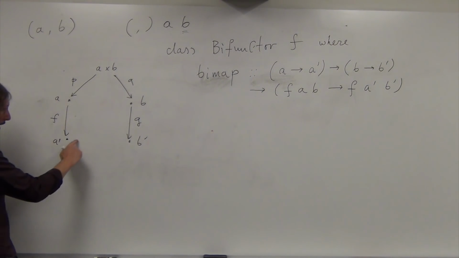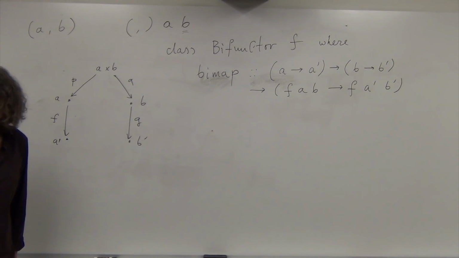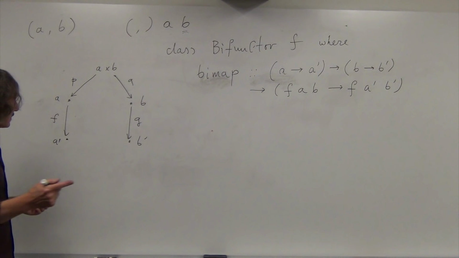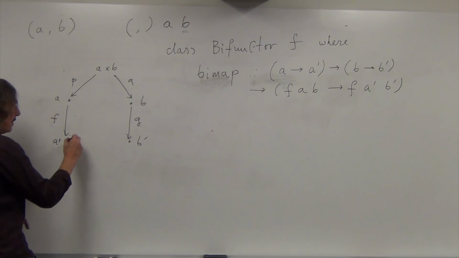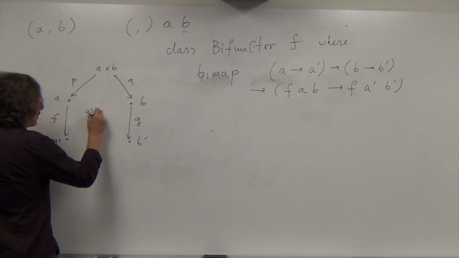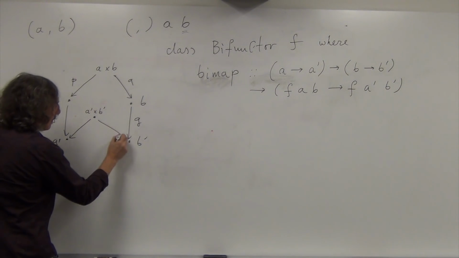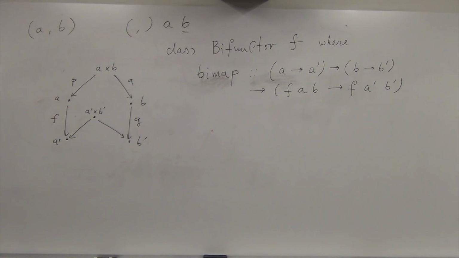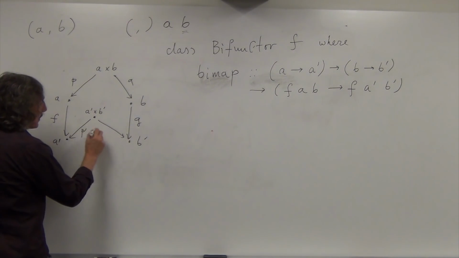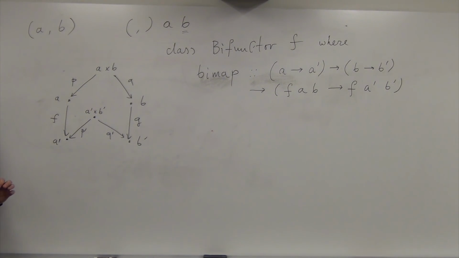Now for A prime and B prime, we can also construct a product, because I said you can construct a product for any pair of objects. So in particular for A prime and B prime, there will be an object called A prime cross B prime with two projections. Let's call them P prime and Q prime. Are you with me so far?